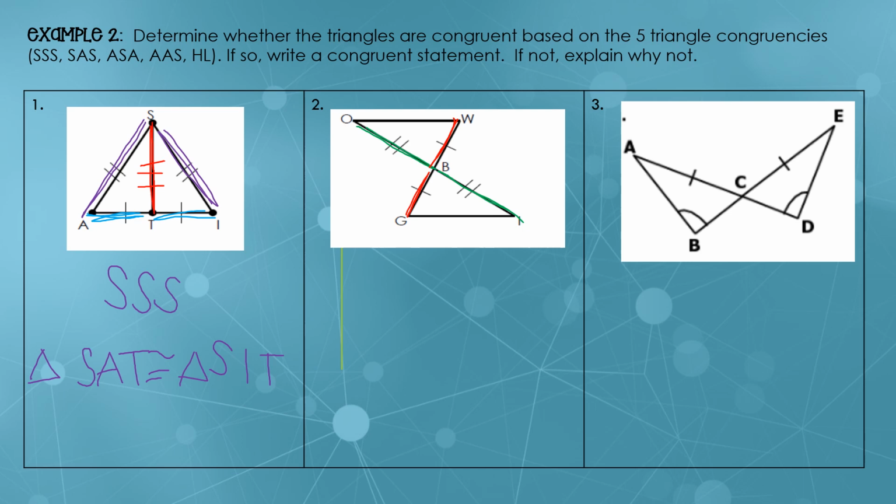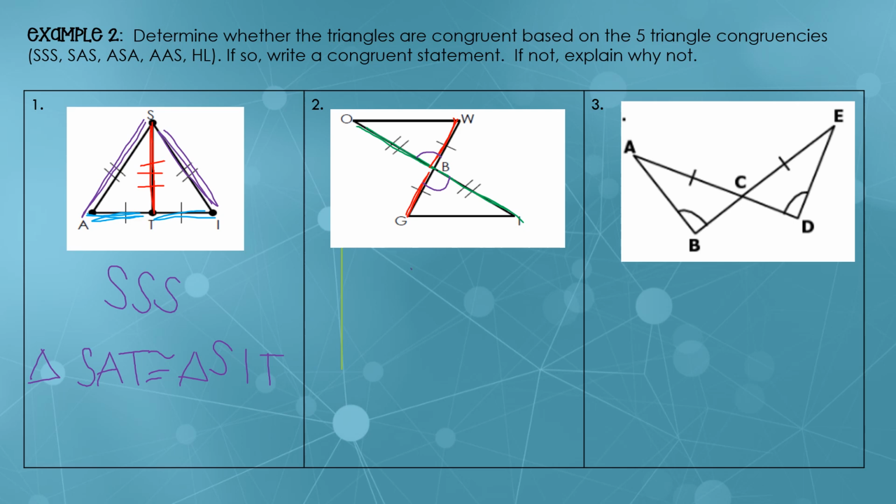What we do have, because we have that hourglass or bow tie look, is a pair of vertical angles. So angle OBW and IBG are congruent. So by adding that pair of vertical angles, I now have two sides, and I have the angle that touches both of those sides. That's called the included angle.